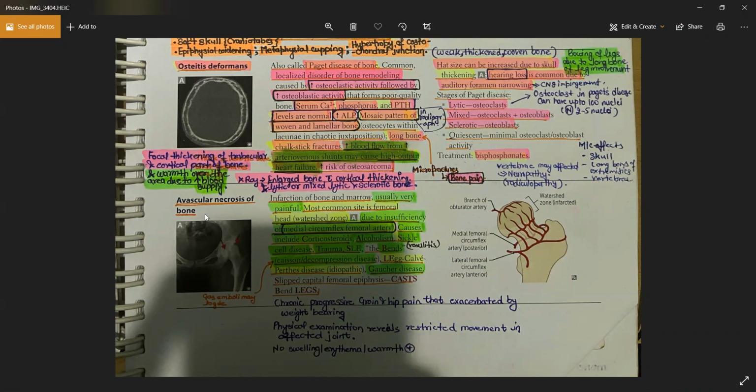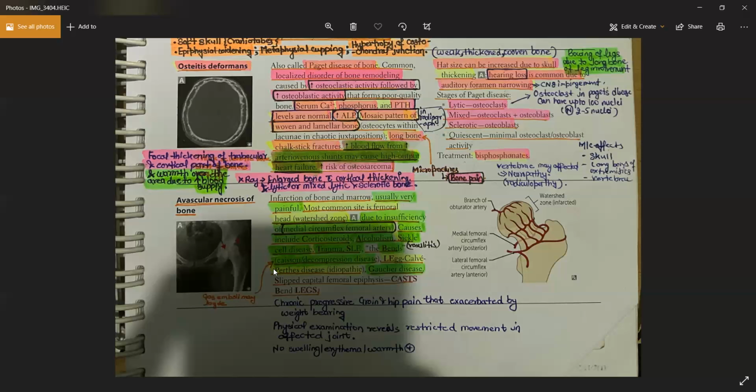Although it is a necrosis and inflammation is there, you cannot feel any swelling, erythema, or warmth. It is just pain that will be present: pain with joint movement, and pain with weight bearing exercises. This is the history of a patient with avascular necrosis. Limping would be present, and generally the patient will have a history of any of these causes. Any doubt?